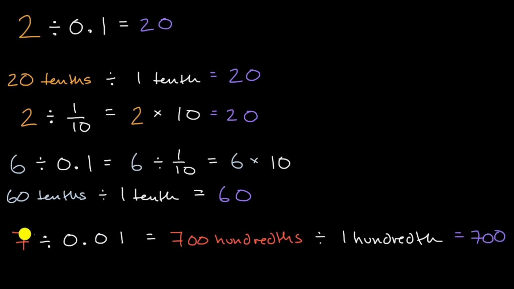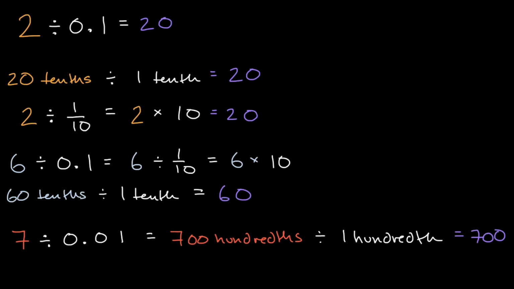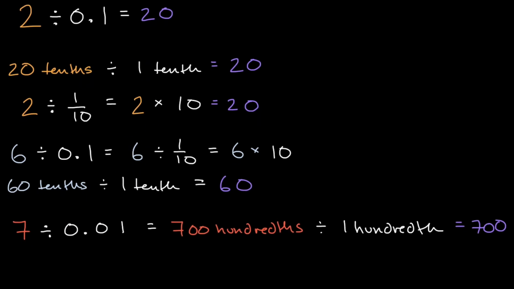Now you could also rewrite this as a fraction if you like, so that some of the principles we saw up here still apply. So we could rewrite this as 7 divided by 1 hundredth. And so this is going to be the same thing as 7 times 100 over 1, or 7 times 100, which once again will get you to 700. So I think you see a pattern. Divide by a tenth, same thing as multiplying by 10. Divide by a hundredth, same thing as multiplying by 100.